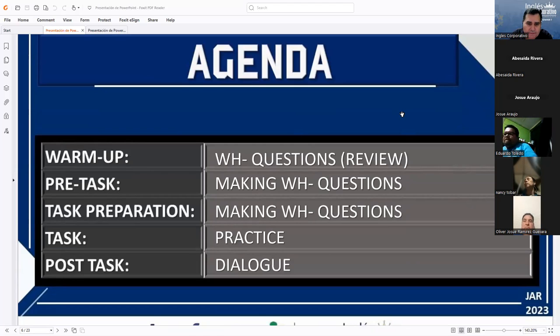This is the agenda. We're going to begin reviewing WH questions. Then we're going to introduce making WH questions from chunks. Then we're going to make more WH questions, and then we're going to practice. Then we're going to practice the dialogue, if time allows.